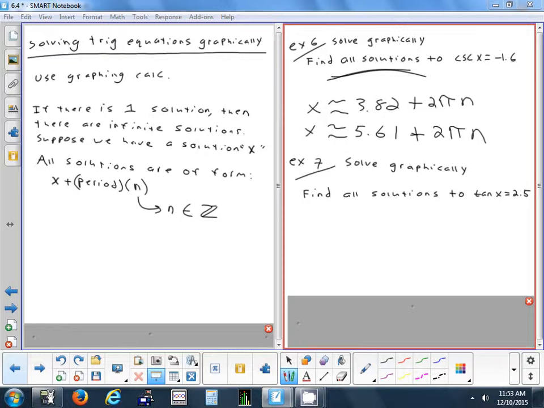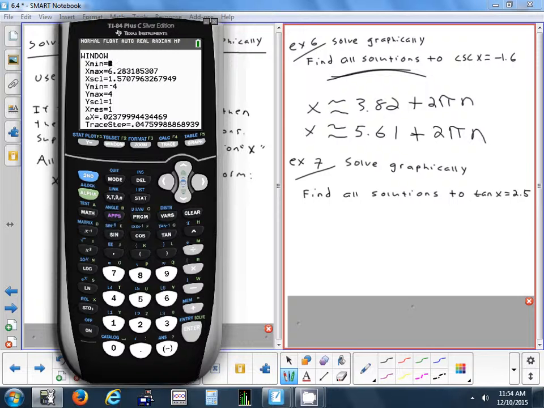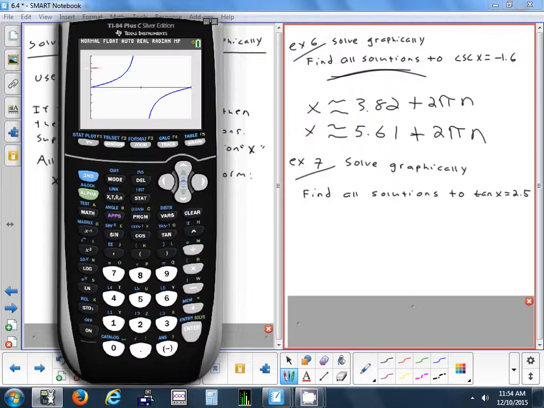All right, so let's finish up with tangent x equals 2.5. What do I want to put in y1? In y1, you're going to want to put tangent of x. What about in y2? 2.5. What would be a good window that just shows me 1 period of tangent? 0 to pi. So technically, is that one period?